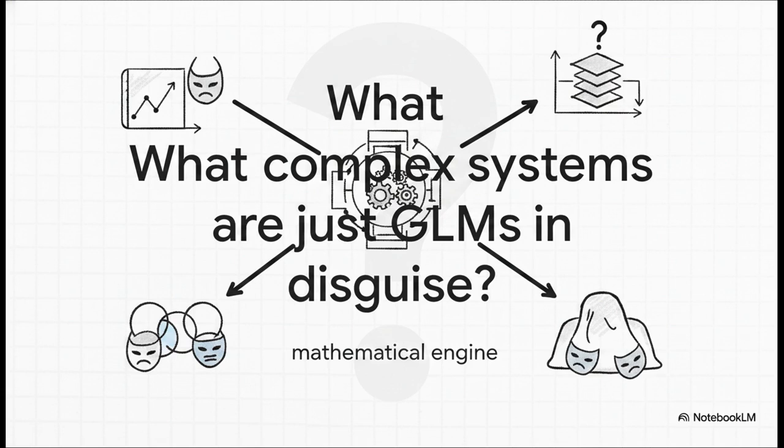If these basic machine learning models are just the exact same mathematical engine wearing different masks, what other incredibly complex AI systems out there are really just simple GLMs in disguise? I mean, deep neural networks, for example, often use these exact same principles right at their output layers. It's a fun, provocative thought to leave you with. Hopefully, this explainer has given you the foundational intuition you need to start spotting these unified patterns out in the wild.